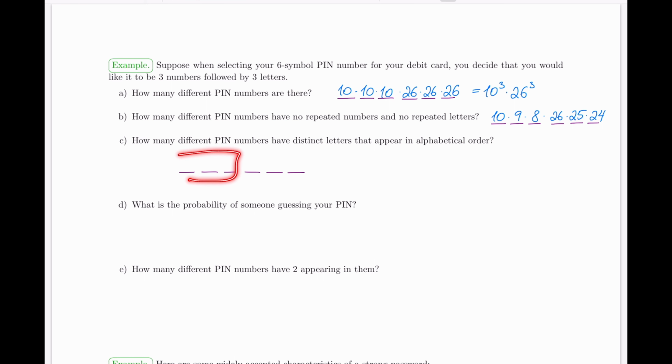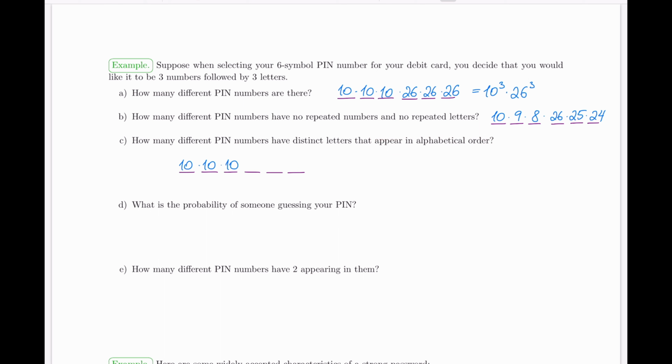First of all, I'm actually going to start with the 3 numbers. It doesn't say anything about the numbers, so my number choices are going to be completely general. I have 10 choices for the first number, 10 choices for the second, and 10 choices for the third. But now what am I going to do? I need to have distinct letters, and they need to appear in alphabetical order.